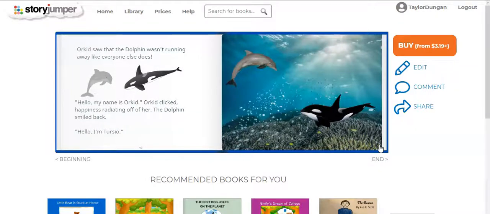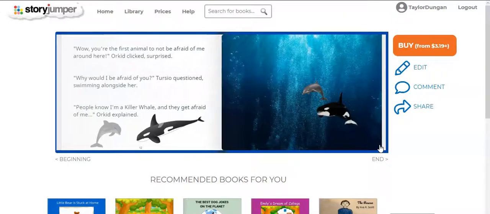Orchid saw that the dolphin wasn't running away like everyone else does. "Hello, my name is Orchid," Orchid clicked, happiness radiating off of her. The dolphin smiled back. "Hello, I'm Tersio." "Wow, you're the first animal to not be afraid of me around here," Orchid clicked, surprised. "Why would I be afraid of you?" Tersio questioned, swimming alongside her. "People know I'm a killer whale, and they get afraid of me," Orchid explained.